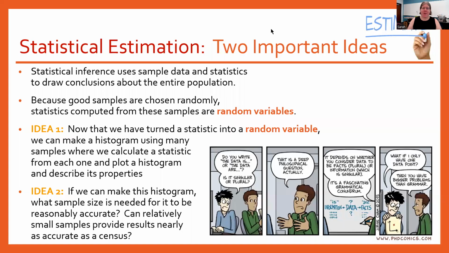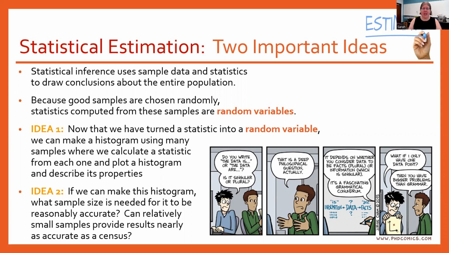Now that we've reviewed parameters and statistics, I want to give you a little bit of an overview or a framework that's going to guide where we're going for the rest of this chapter. Statistical inference uses sample data and statistics to draw conclusions about the entire population. Because good samples are randomly chosen, if we calculate statistics from these samples, they're called a random variable.